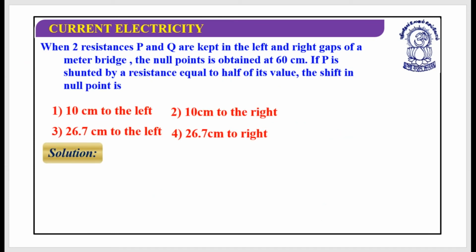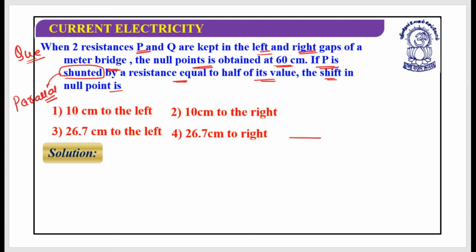Next question. Let's just look at this question very quickly. When two resistors P and Q are kept in the left and right gaps of a meter bridge, the null point is obtained at 60 centimeter. If P is shunted, what does it mean? When we have been asked to keep it in a shunt, that means we want to connect it in parallel. If P is shunted by a resistance equal to half of its value, then the shift in the null point is, okay, very good question.